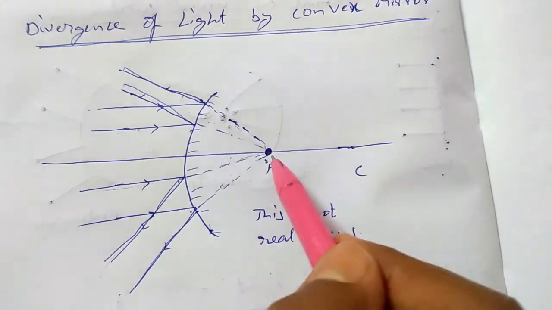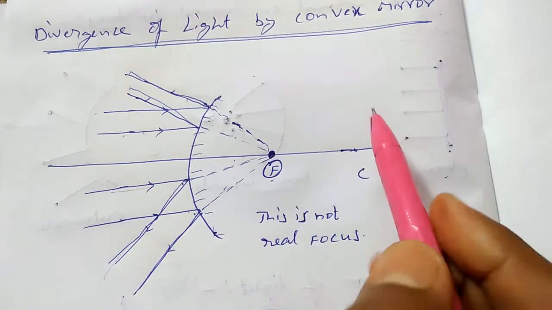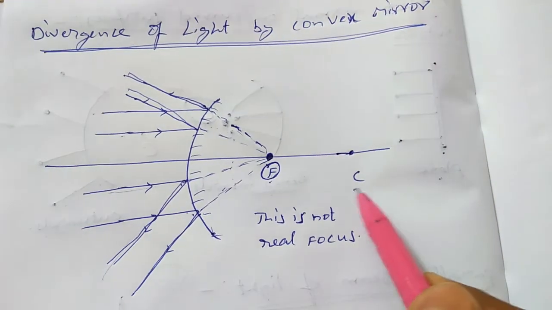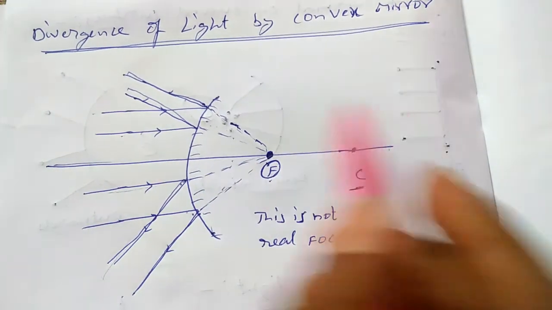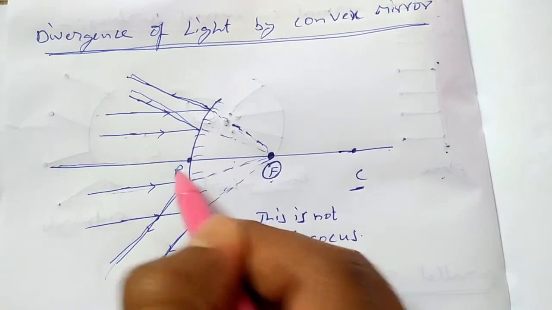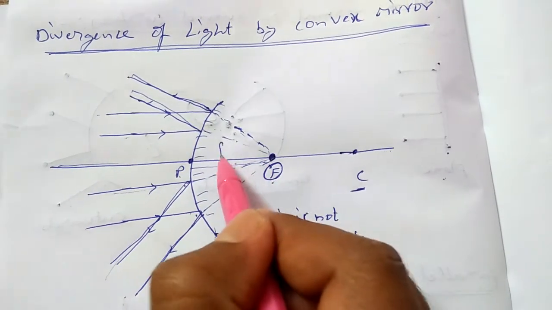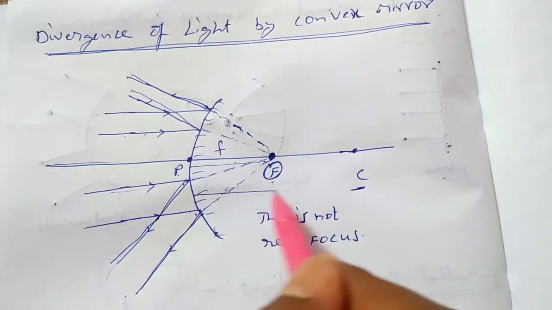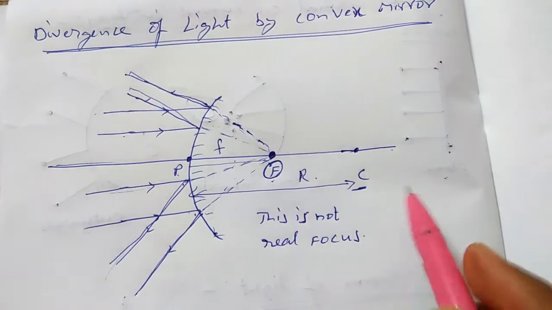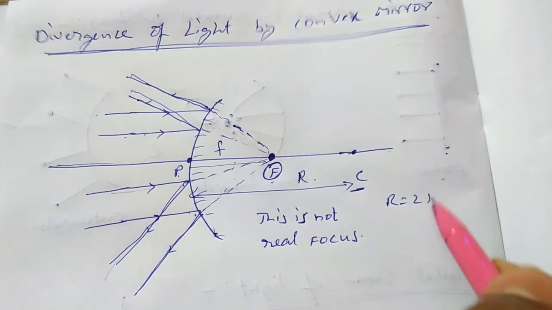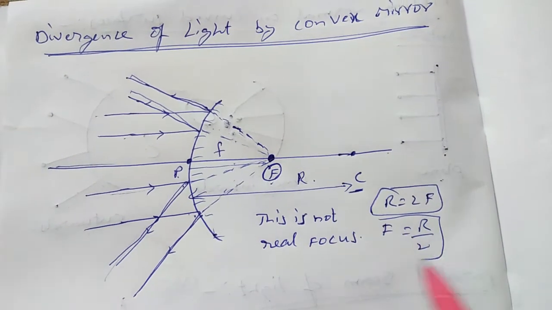Okay, so this point is called the focus, and this point is called the center of curvature, this line is called the principal axis, and this point is called the pole. From pole to focus, the distance is called focal length. From pole to center of curvature, this distance is called radius of curvature. Here also capital R equals 2f, and f equals R by 2.